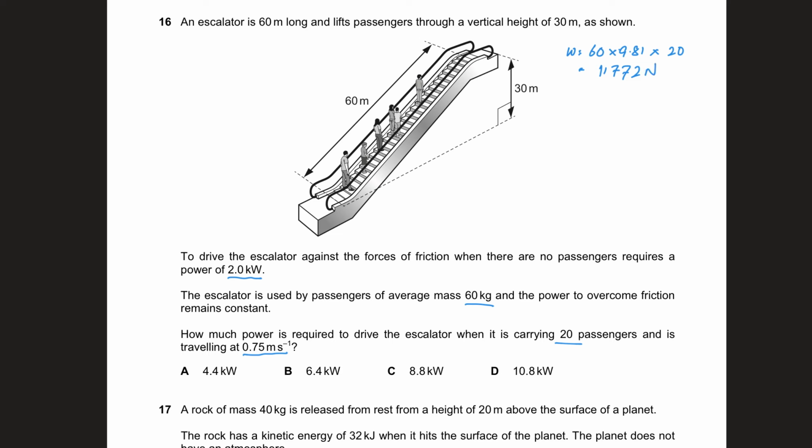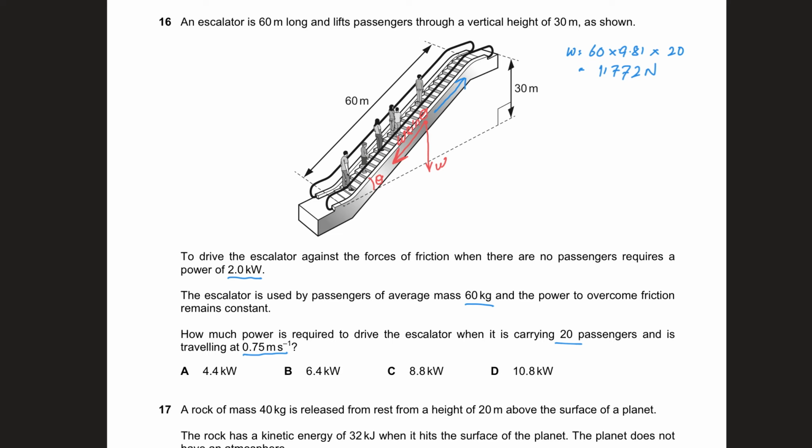11,772 newtons. Now the weight acts downwards, but the force applied by the escalator is in this direction. So we need to calculate the component of weight. So the weight that is acting downwards, we need to calculate the component of weight in this direction. If we could calculate this angle theta, we know that with respect to this angle, this component would be W sine theta.